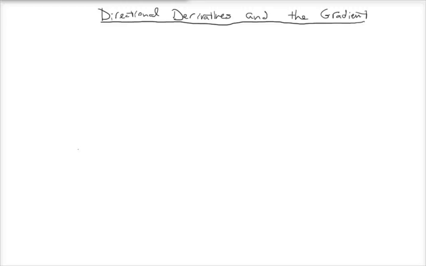Hey, this is Joe, and this is the 5th video in the 14th chapter of Stewart's Calculus, and we're going to be talking about the directional derivative and the gradient in this video.